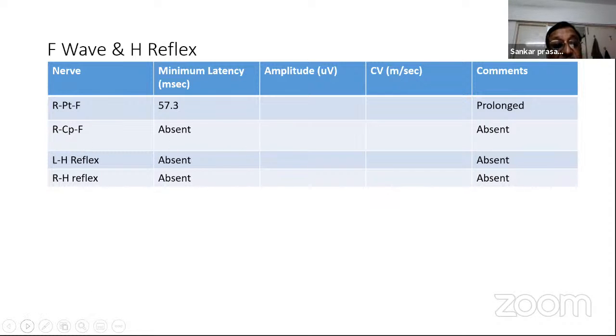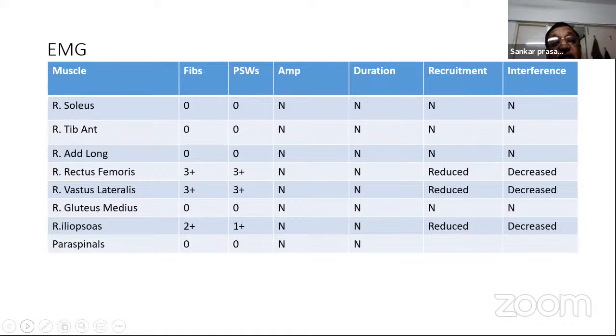Now you have to go to the EMG. The EMG shows rectus femoris and vastus lateralis with fibs and positive sharp waves. Otherwise everything else is normal, and iliopsoas also has got fibs and positive waves. Now you tell the diagnosis.